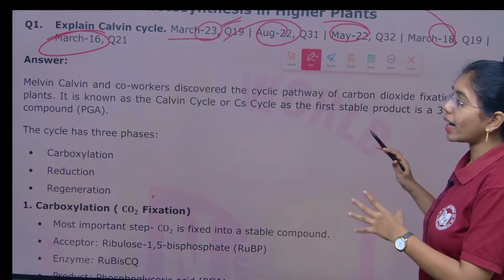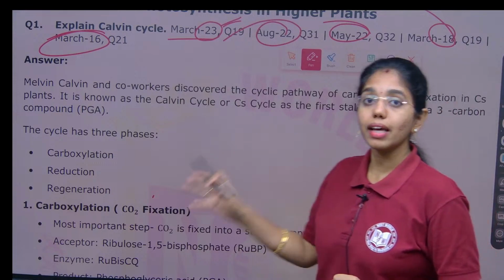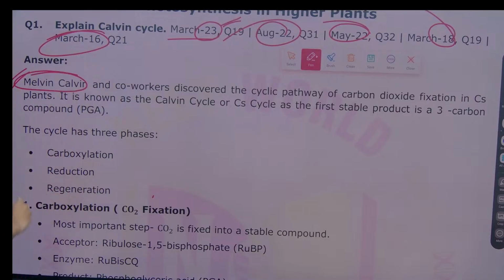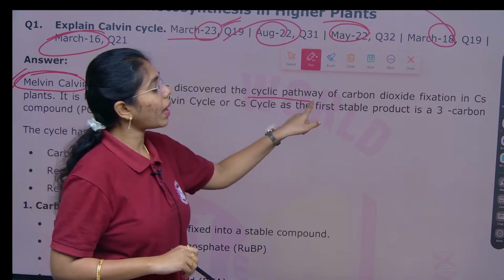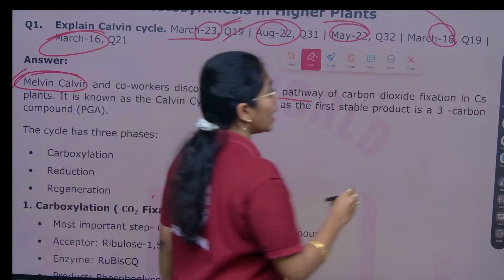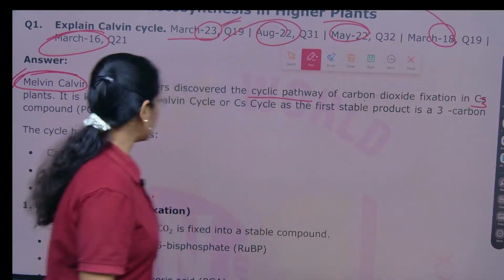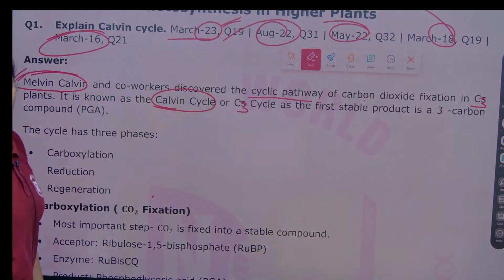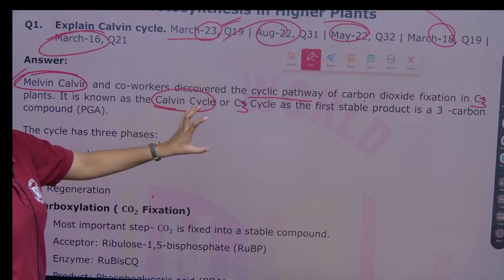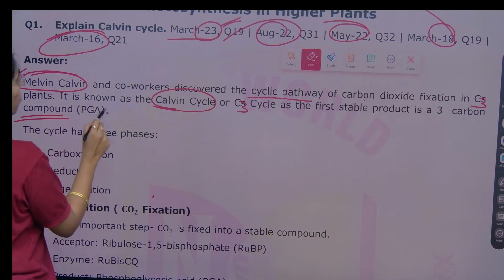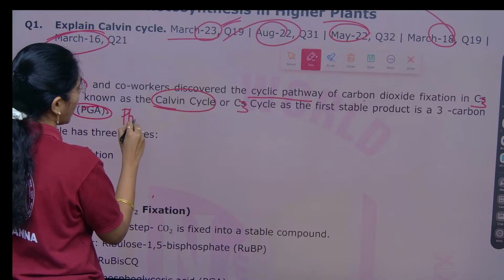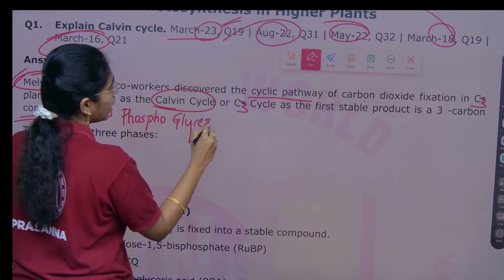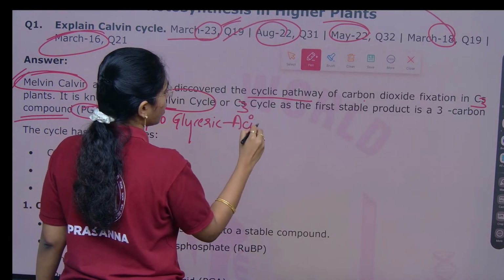Look into the way of attempting the question first. Who discovered the Calvin cycle? That you have to write first, beta. It is Calvin and his co-workers who discovered a cyclic pathway of carbon dioxide fixation in C3 plants. In C3 plants it is known as what? Calvin cycle or C3 cycle, wherein the first stable product that is formed is a 3-carbon compound, that is phosphoglyceric acid. Fine, right?